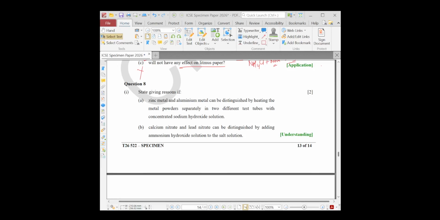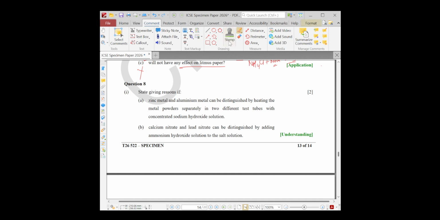Okay, so we now come to question number 8 of ICSE Specimen Paper 2026. The first part says, state giving reasons if you take zinc metal and aluminum metal and both are heated separately in two different test tubes with concentrated sodium hydroxide.